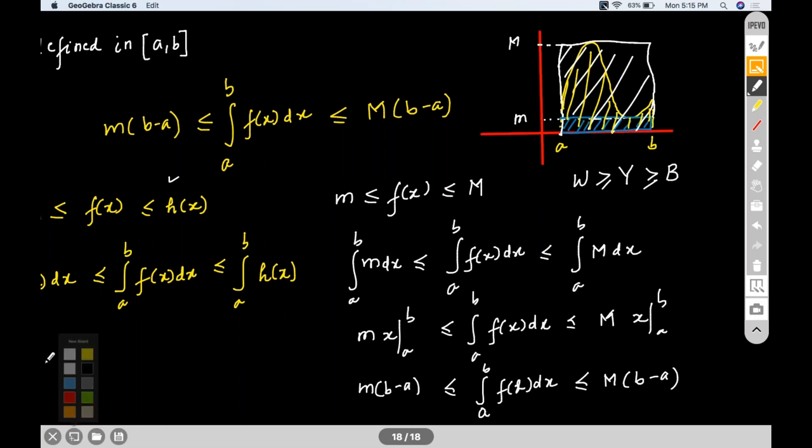Let us take questions on this property. What type of questions are asked on this? I'll just take one question. Prove that this integral of (5 minus x) by (9 minus x square) dx from 0 to 2 lies between 1 and 6 by 5. Once done, please type done on your chat box.